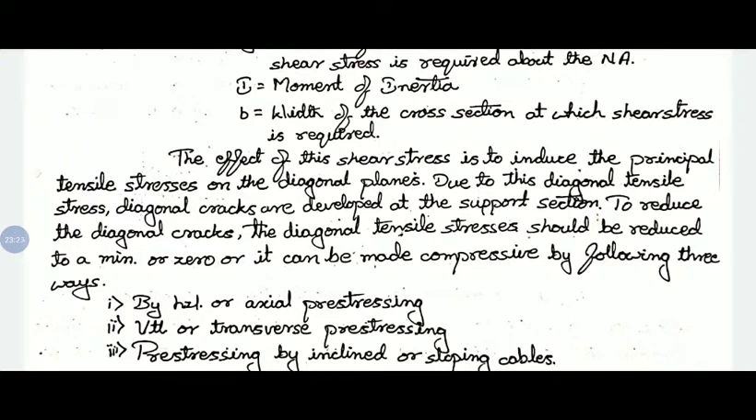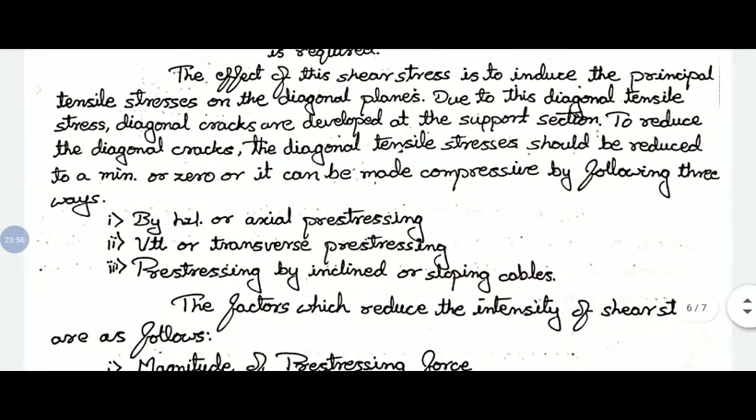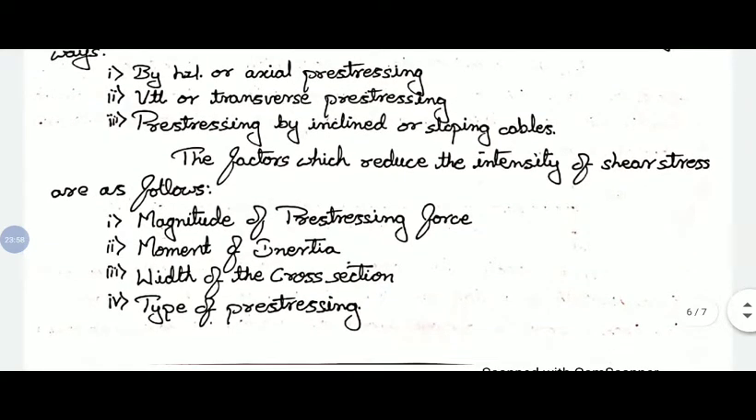To reduce these diagonal cracks, the diagonal tensile stresses should be reduced to a minimum, or if possible brought back to 0 and even made compressive. When it reaches 0 and we reduce it further, it converts into compressive stress. This can be done in three different ways: horizontal or axial pre-stressing, vertical or transverse pre-stressing, and pre-stressing by inclined or sloping cables.